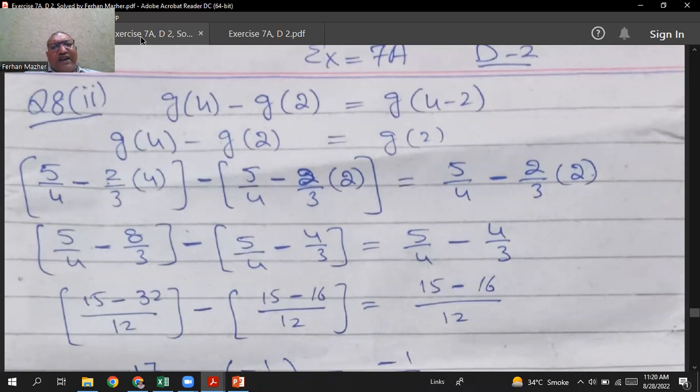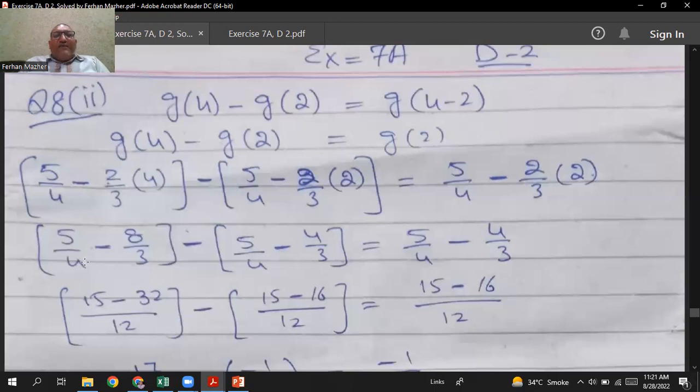On the right side, you will have 5 by 4 minus 2 by 3 into 2. On the left side, you see 5 by 4 minus 8 by 3 in one square bracket, minus, and in the other square bracket you have 5 by 4 minus 4 by 3, square bracket closed, equals 5 by 4 minus 4 by 3.